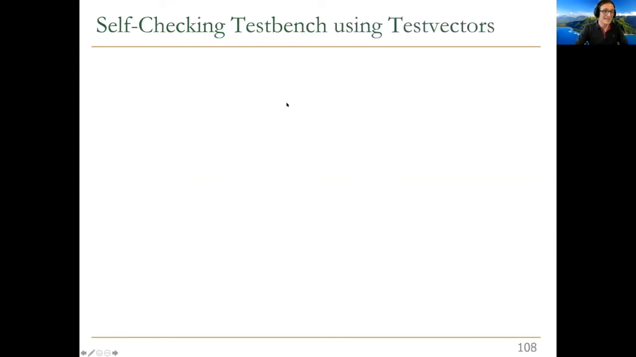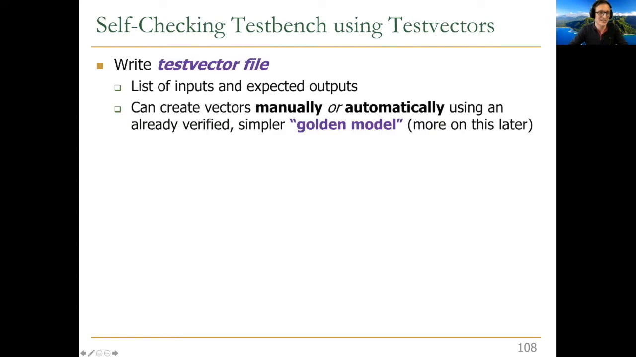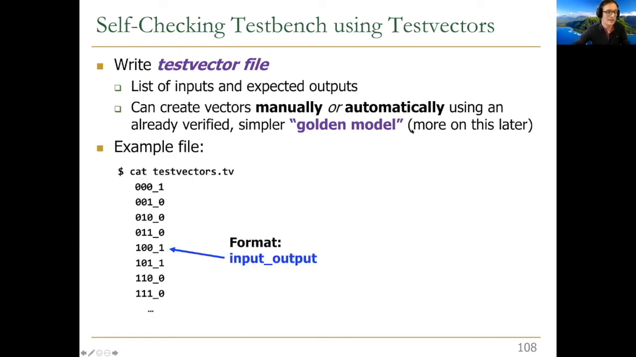So the next way of doing a self-checking test bench is using test vectors. Now you can write a test vector file. You can be more intelligent. You can say, okay, I want a file, a list of inputs and expected outputs. Now you can create vectors manually and automatically using an already verified simpler golden model. We'll see this later on. So this is one example test vector file. For 3 inputs 0, 0, 0, output should be 1. 0, 0, 1, output should be 0. And you keep doing this for 8 inputs.